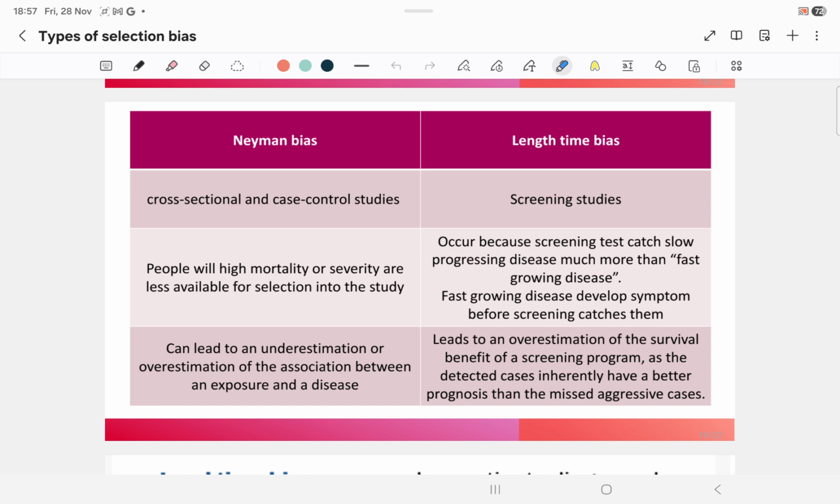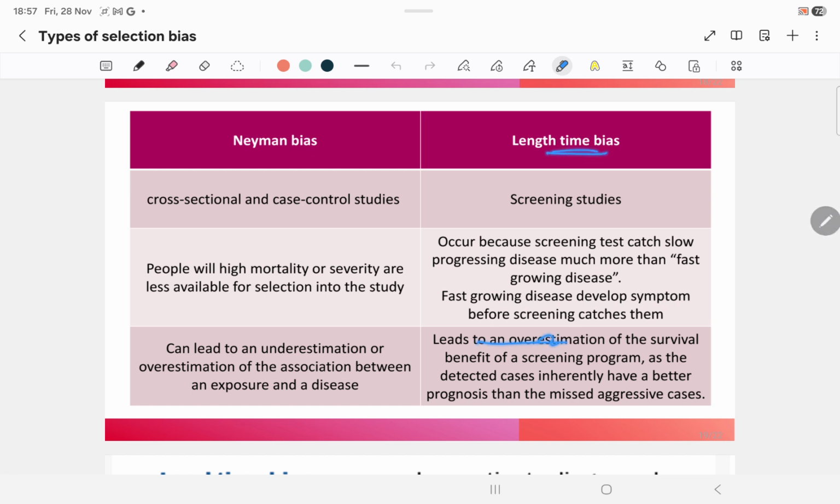Neyman bias can lead to the underestimation or overestimation of the association between exposure and disease. So we make association between exposure and disease in cross-sectional, case control and cohort studies. If you have not seen my video on these studies, it is called epidemiological studies. So just go and check that video. I have described the cross-sectional, case control and cohort study in detail in that video. So that is Neyman bias.